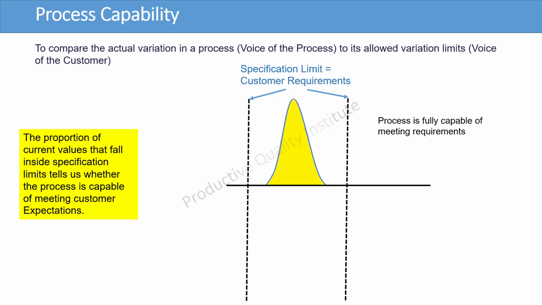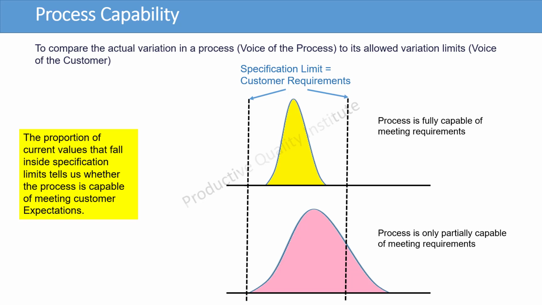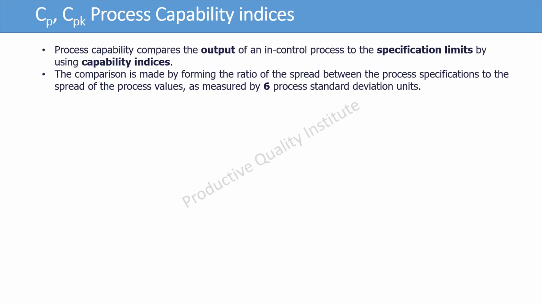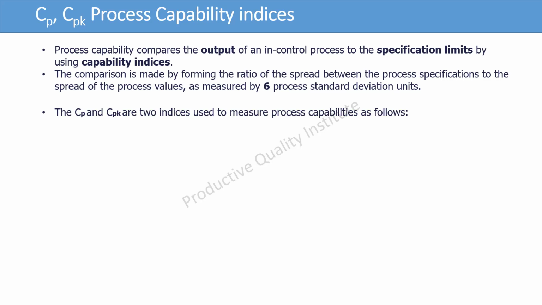For the first histogram, the process is fully capable of meeting requirements. But, for the second histogram, the process is only partially capable of meeting requirements. Process capability compares the output of an in-control process to the specification limits by using capability indices. The comparison is made by forming the ratio of the spread between the process specifications to the spread of the process values, as measured by 6 process standard deviation units.